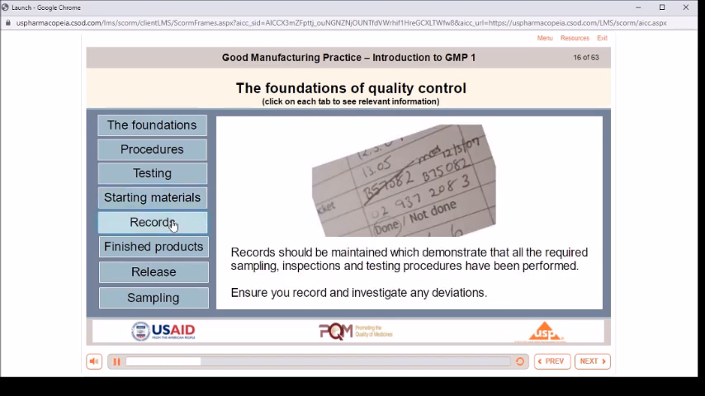Records. Records should be maintained which demonstrate that all the required sampling, inspections, and testing procedures have been performed. Ensure you record and investigate any deviations.